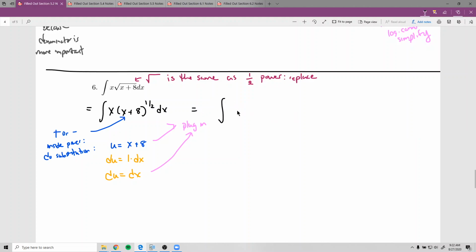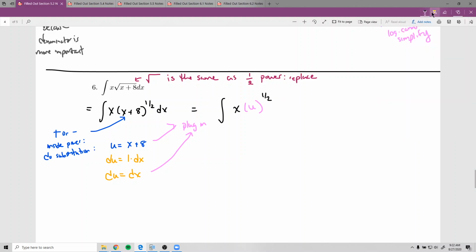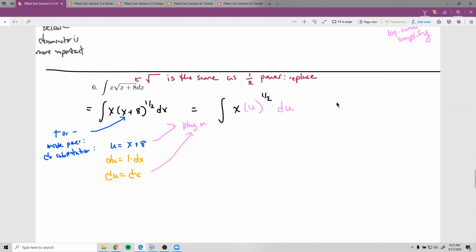The x out front we're not doing anything with yet. And then the x plus 8 is our u. That's being raised to the 1/2 power. And then the dx becomes our du. Right, but you see what's different about this one is there's nothing to cancel x out, at least in an obvious way.